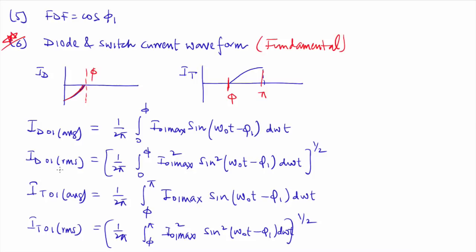Once I have the waveform, I can easily find the average diode current and RMS diode current. Similarly, for the average switch current, or you can say thyristor current, and the RMS thyristor current. Each thyristor is conducting for a pi minus phi duration, so I can integrate from phi to pi, and I can get whatever the question is asking. So this much of the concept you need to understand if an RLC load is taken.